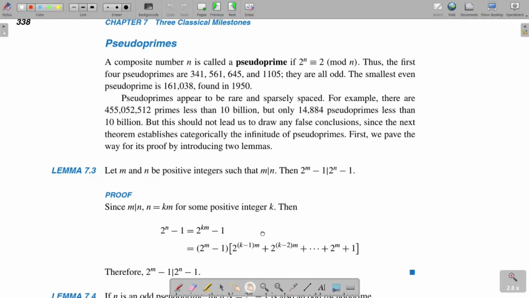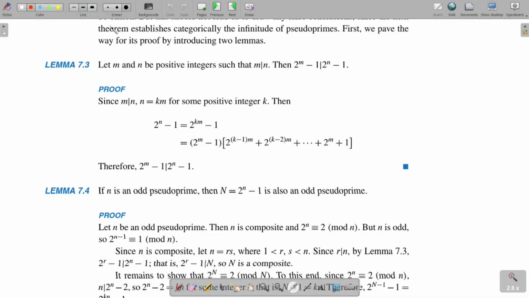Before proving that result, we will prove another lemma here. Let m and n be positive integers such that m divides n. Then 2ᵐ minus 1 divides 2ⁿ minus 1. Since m divides n, we can say n is a multiple of m. So n equal to k into m for some positive integer k. Then 2ⁿ minus 1 equal to, writing km in place of n, 2ᵏᵐ minus 1. And this is equal to (2ᵐ minus 1) into (2⁽ᵏ⁻¹⁾ᵐ plus 2⁽ᵏ⁻²⁾ᵐ plus etc. plus 2ᵐ plus 1).